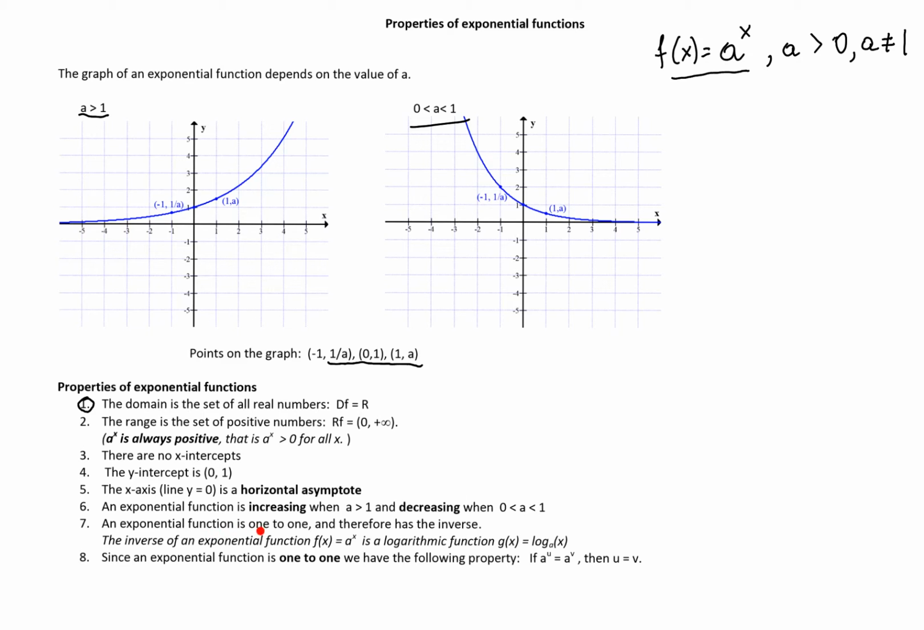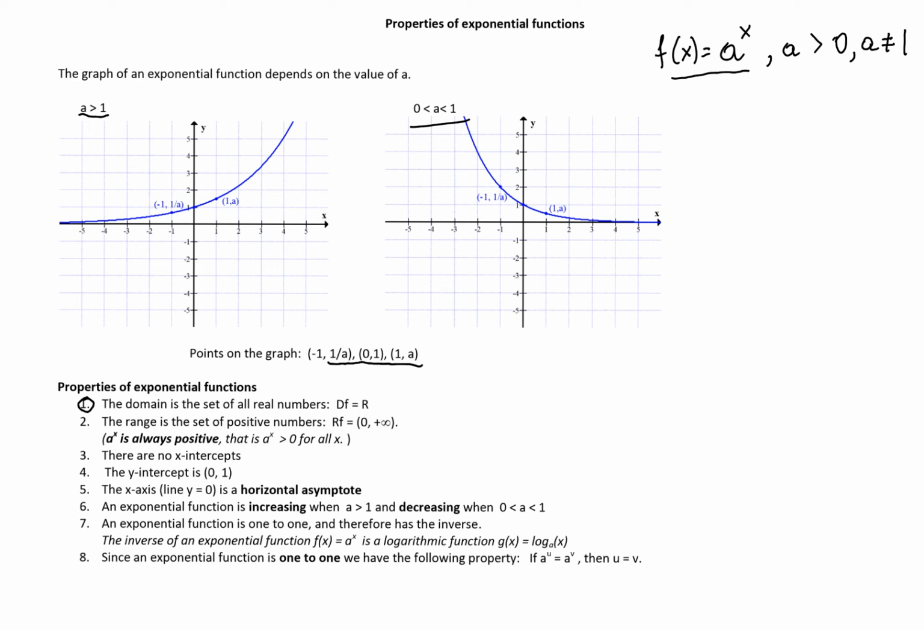An exponential function is also one-to-one. It passes the horizontal line test. No matter where I draw a horizontal line, that horizontal line will cross the graph of an exponential function at most at one point. Therefore, an exponential function has an inverse, and that inverse of an exponential function is called the logarithm, and we'll discuss logarithms in the next lesson.